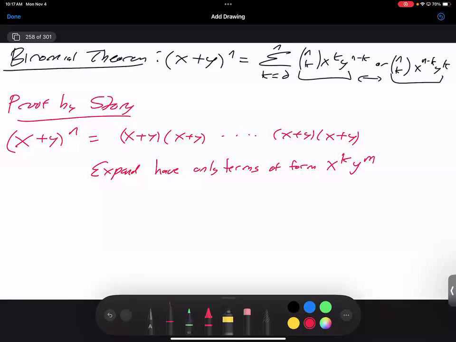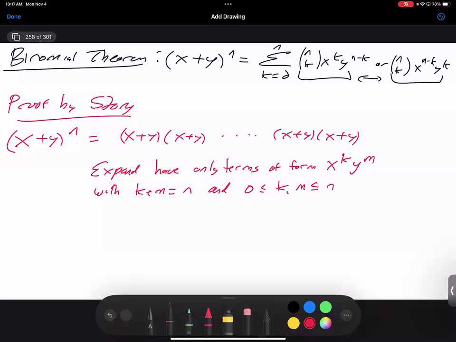They have to add up. What do they have to add up to? So we know k plus m equals n. And what can you tell me about possible values for k? 0 to n. And 0 less than or equal to k, m less than or equal to n.